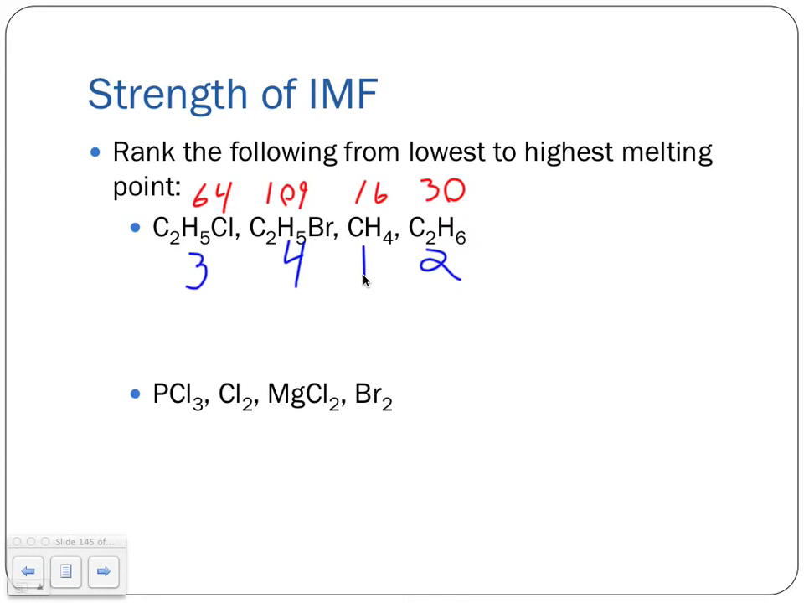This one made it clear that the one with the lowest boiling point, the lowest melting point is CH4. The second lowest is C2H6. The third lowest is C2H5Cl. And the fourth lowest is C2H5Br.